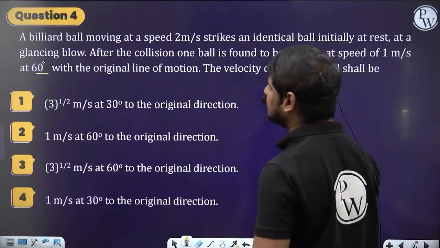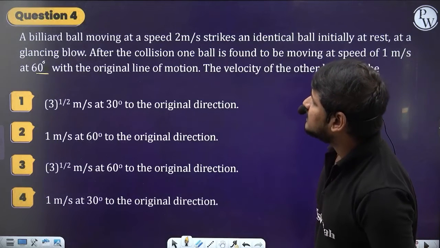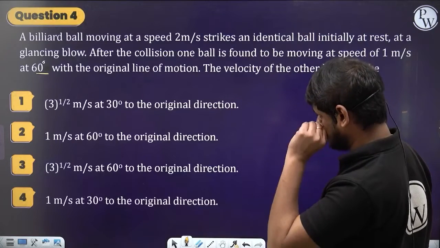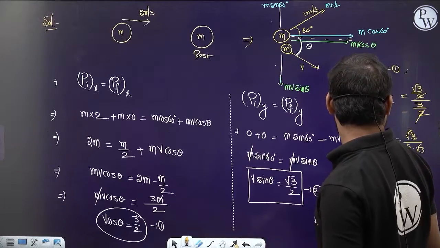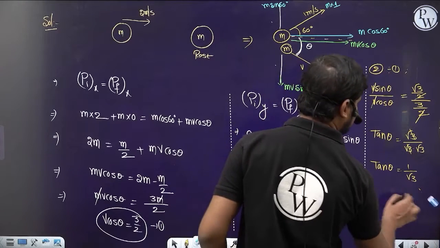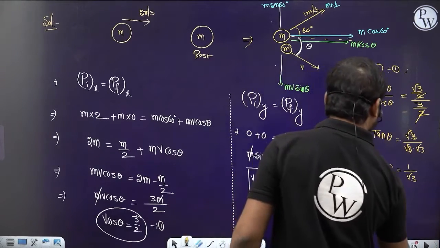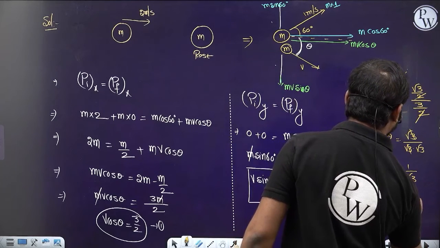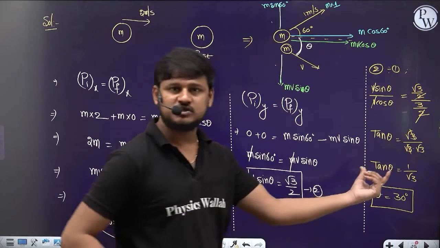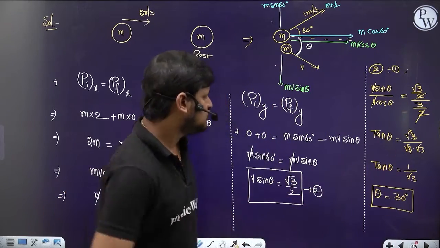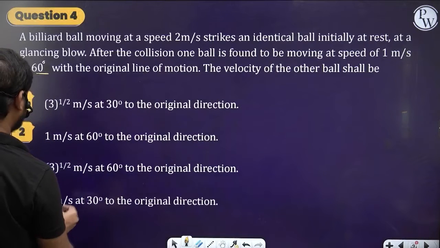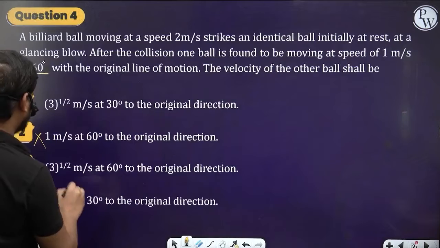Now, what do we require? Not theta alone. Tan inverse of 1 by root 3, we know tan theta is equal to 1 by root 3. What is this value? 30 degrees. Because tan 30 is 1 by root 3, and tan 60 is root 3. So we got theta. First check the options: theta 30 degrees is there in option 1 and option 4.